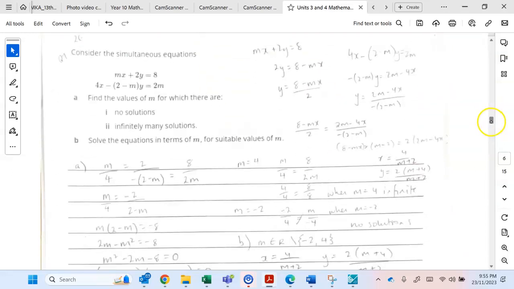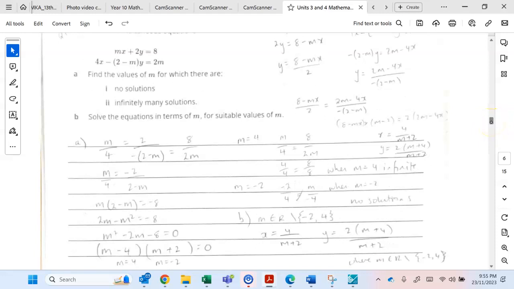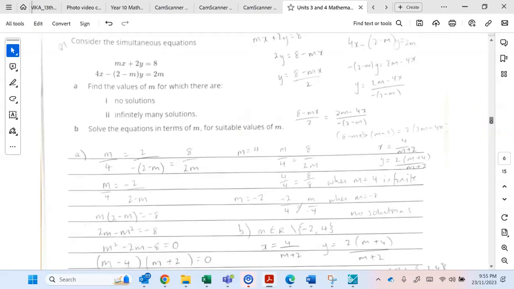And then there's just another question there, which I probably should do because it's a bit tricky, and then we'll end the video here. So this time the coefficient of x is m, and the coefficient of y in the second equation is negative 2 minus m. So you can see I'm still dealing with the same method. I've got m over 4 is equal to 2 over negative 2 minus m.